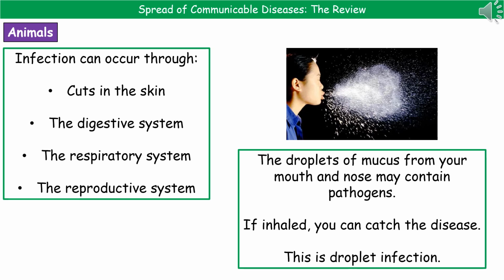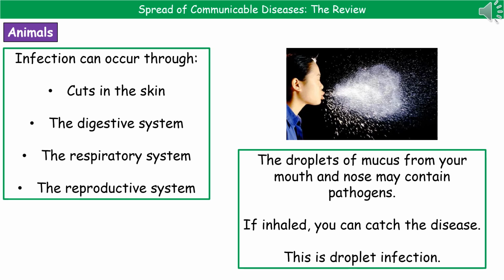So to give you an idea about one of the key pathways, we've got this thing called droplet infection. In the top right there, you can see the image of what happens when you sneeze without covering your mouth and nose. You can see that splatter pattern of all of these little droplets of mucus, and each of those individual droplets could contain those pathogens that lead to diseases.